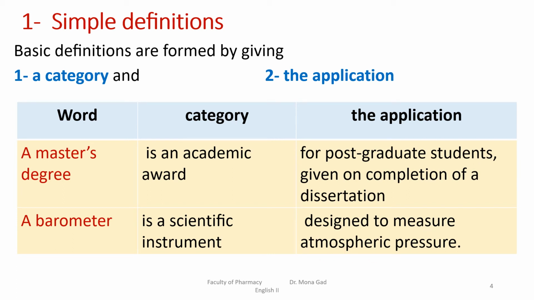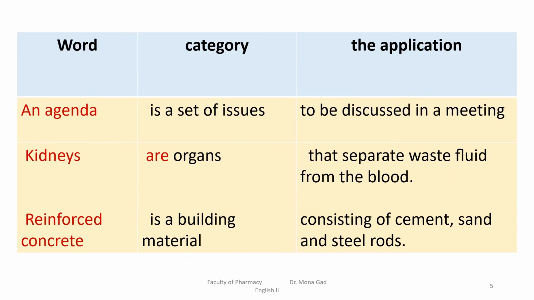I think it's clear now. Another one. An agenda. The category is a set of issues. For what? To be discussed in a meeting.